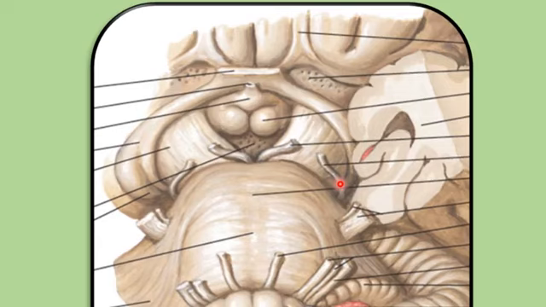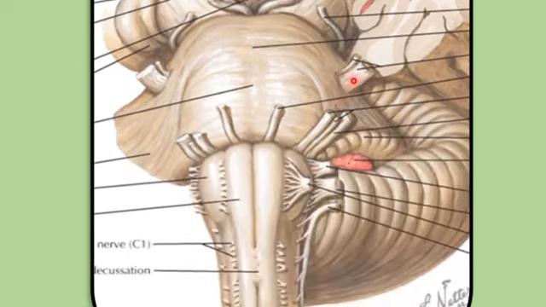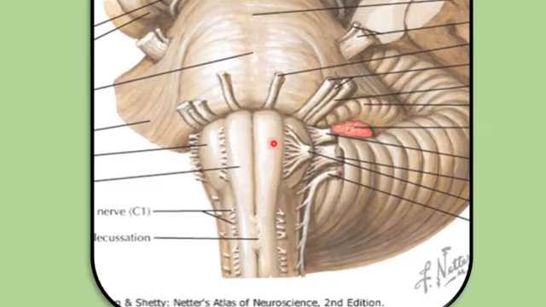Now the next part is the pons. We actually have one single cranial nerve exiting from the pons, and that cranial nerve is cranial nerve number 5. This is the point of exit. Now between the pons and the medulla, we have this junction. The name of this junction is the pontomedullary junction. That is the junction between the pons and the medulla.